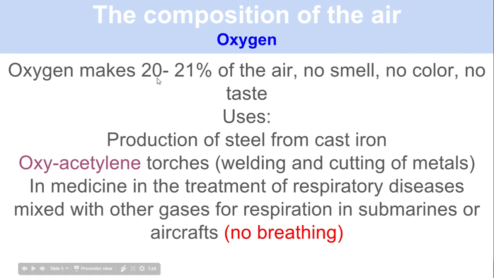Oxygen makes 20 to 21% of the air, has no smell, no color, no taste, and the formula for oxygen is O2. The main use of oxygen is the production of steel from cast iron. It is used in oxyacetylene torches, those are torches used in welding and cutting of metals. And in medicine it is used in the treatment of respiratory disease. It is mixed with other gases used for respiration in submarines or aircraft.